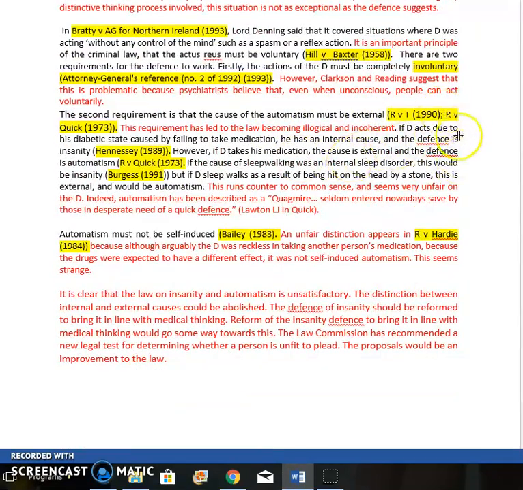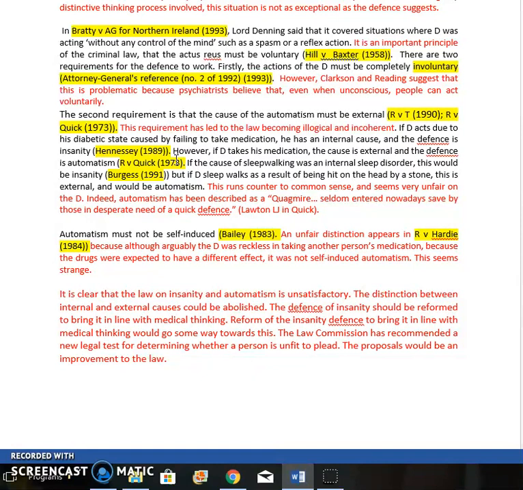So I've put that bit that I've just explained. If he's acting due to a diabetic state through failing to take medication, that's going to be insanity, Hennessy. But if he takes it, it's external and it will be automatism, Quick.